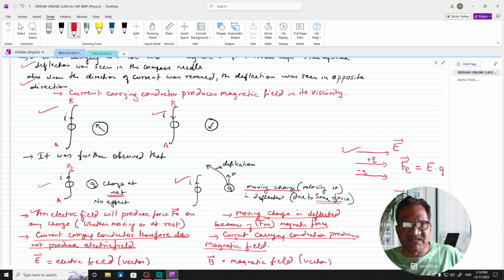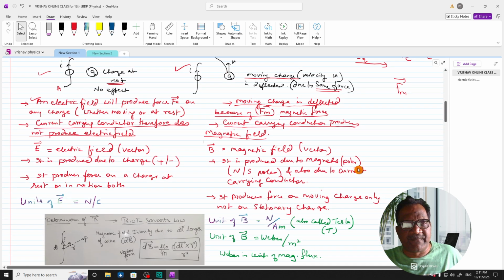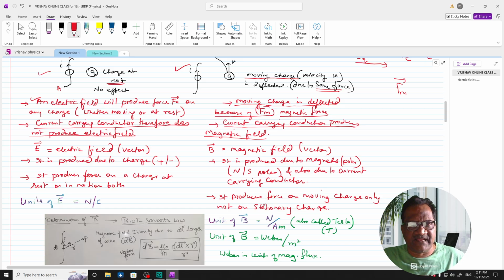So the deflection indicates the presence of some force, and the presence of the force indicates the presence of some field, and this field is nothing but the magnetic field. So we jump to the conclusion that a magnetic field is always generated because of a current carrying conductor, but it will affect only a moving charge, not a charge which is at rest. Slowly, steadily, we are now going to compare both fields, the electric and the magnetic field.